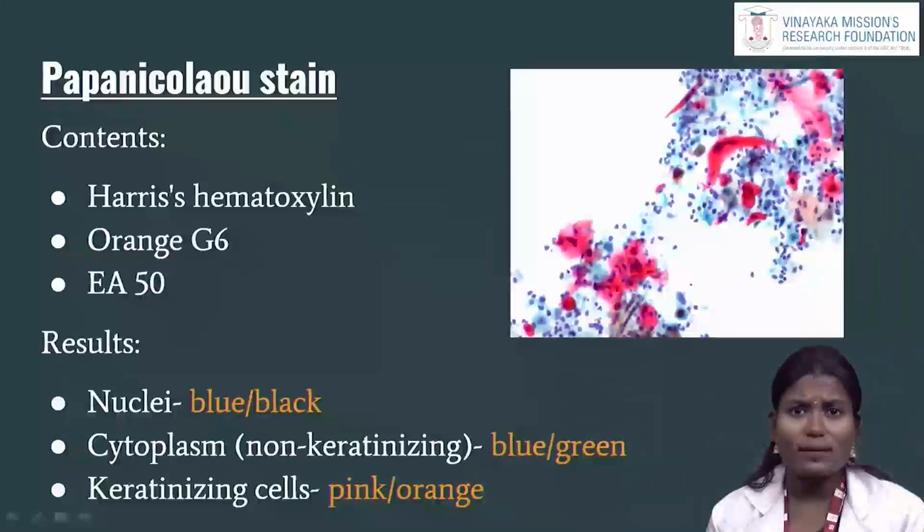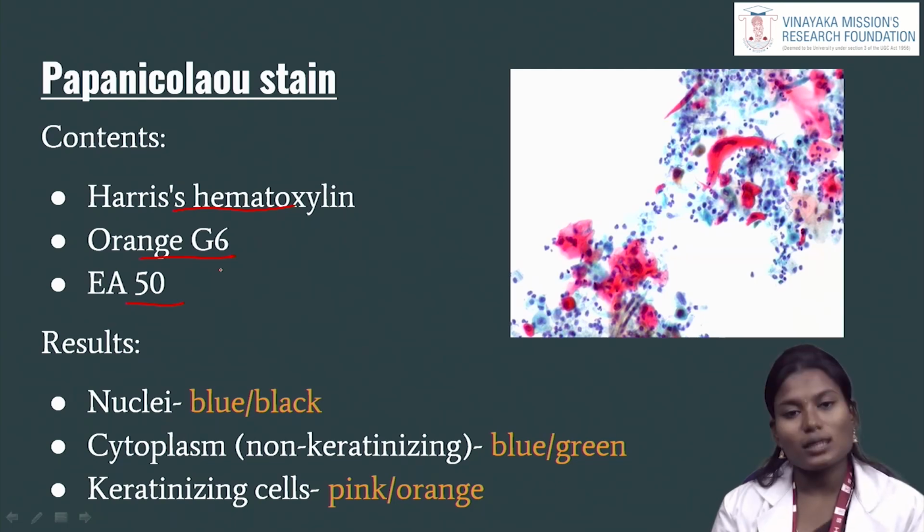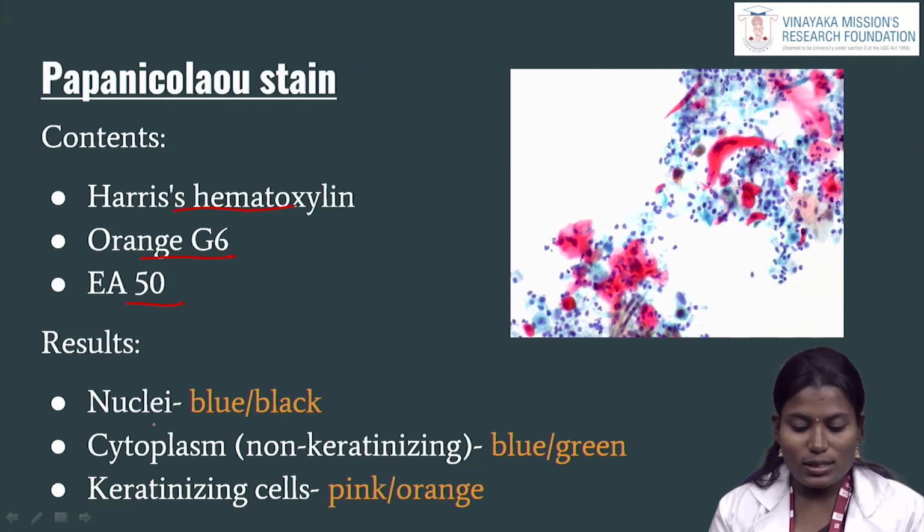Papanicolaou stain is a multi-dye stain. The contents are Harris hematoxylin, Orange G6 and EA50. These are the major stains used to find abnormal cells inside the collected material in FNAC samples. The result is nuclei blue or black, cytoplasm blue or green, and keratinized cells pink or orange.